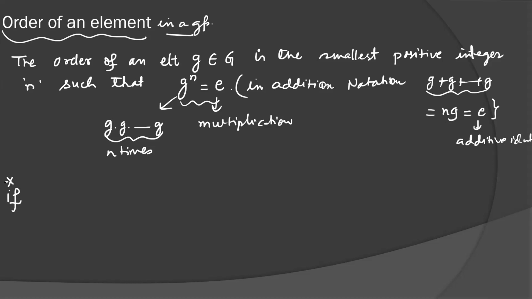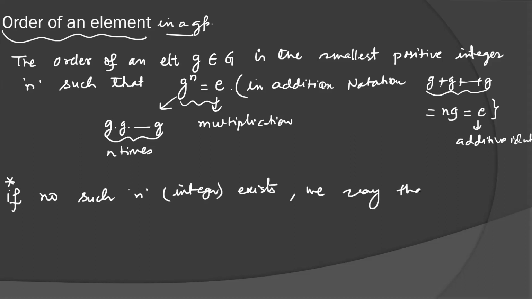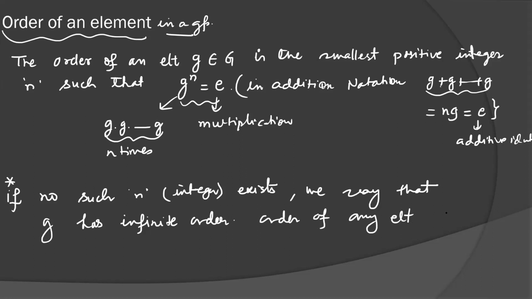Remark: if no such integer exists, then we say that g has infinite order. The order of any element is denoted by this notation.